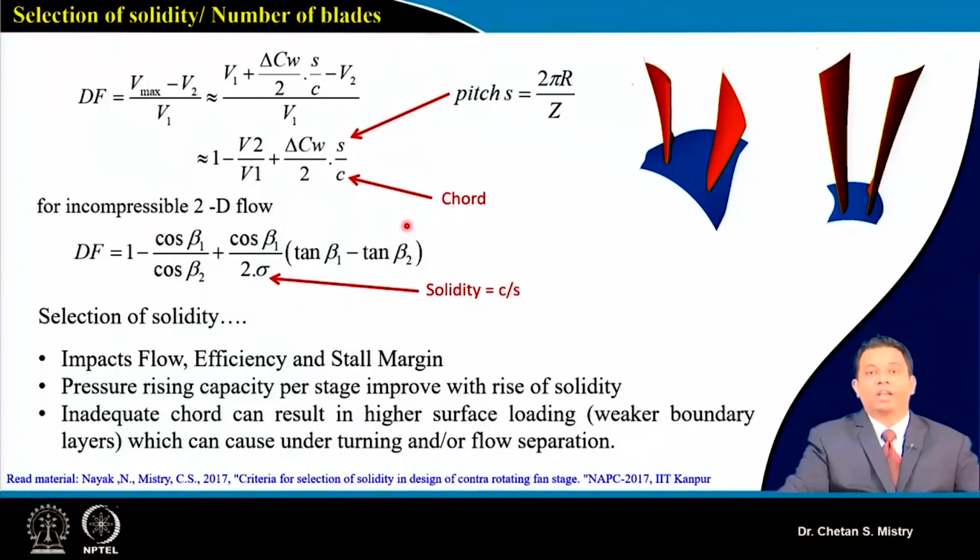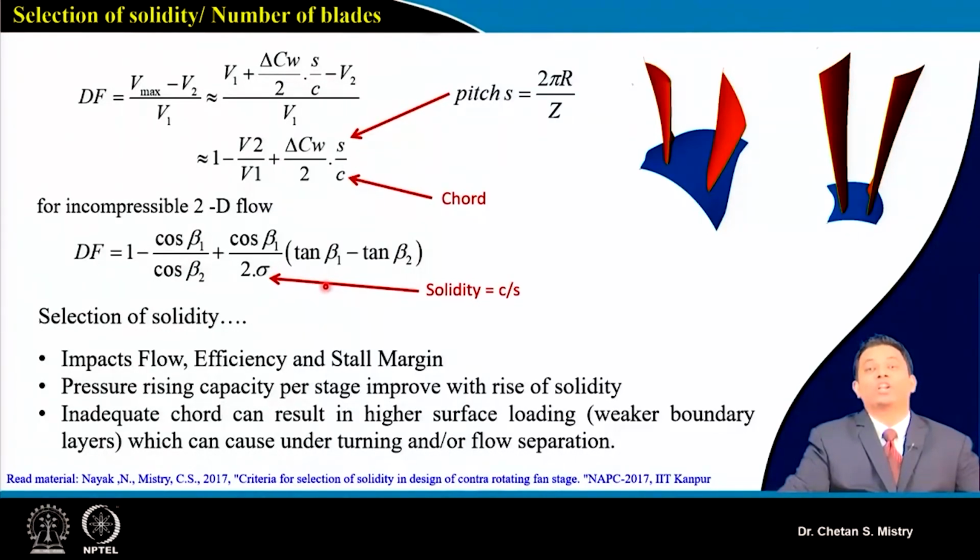How is it important? Let's see. It has a direct impact on my flow capacity. It has a direct impact on the efficiency. Also, it impacts the stall margin. So these are all the prime requirements when we are talking about the application part. When we say the per stage pressure rise expectation is to be higher, that means the parameter we call solidity needs to be higher.